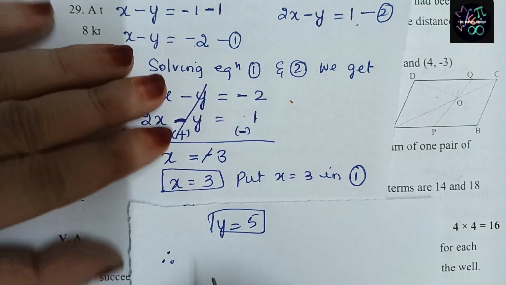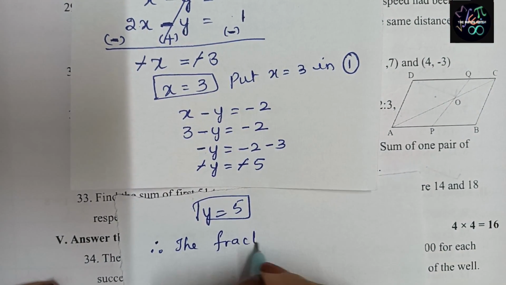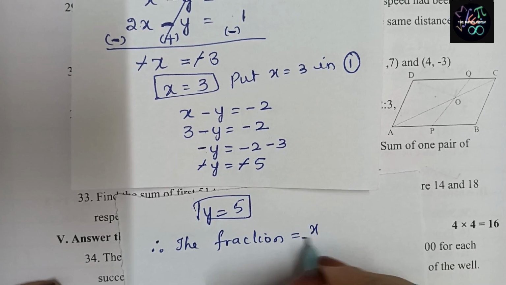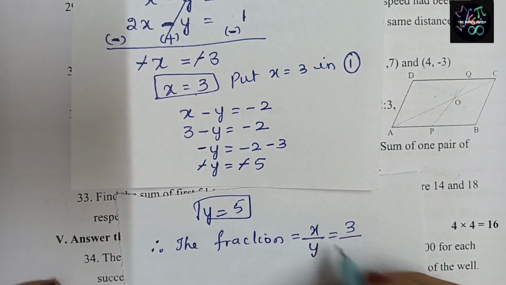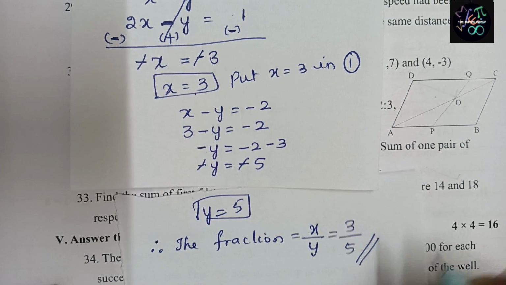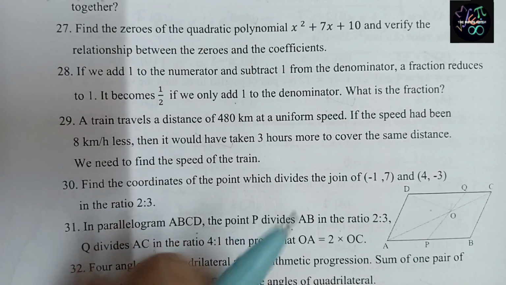Therefore, the fraction is x by y. The x value we got is 3 and the y value we got is 5. So the fraction is 3 by 5. So this is about question number 28.